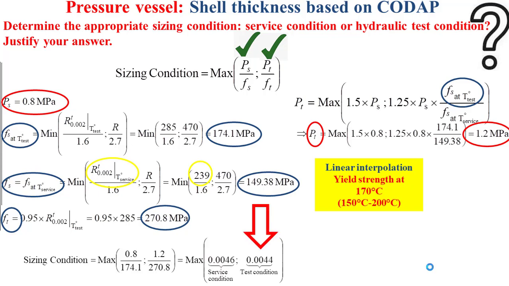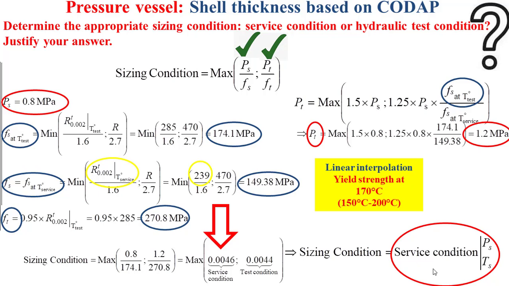Now all the calculations are carried out. So the sizing condition is the maximum between 0.8 divided by 174.8 megapascal as PS divided by Fs, and 1.2 divided by 270.8 megapascal as PT divided by Ft. It's clear now that the sizing condition will be based on the service condition, which is defined by its service pressure PS and service temperature TS.